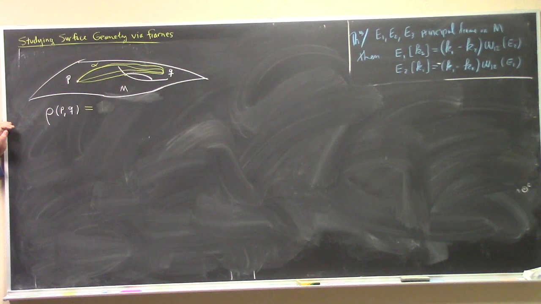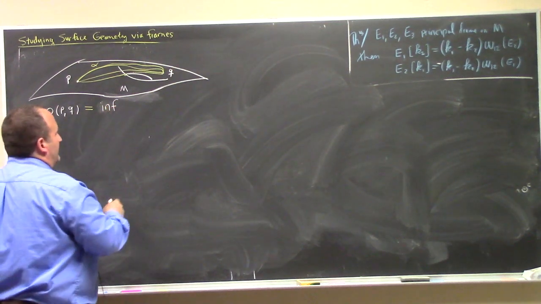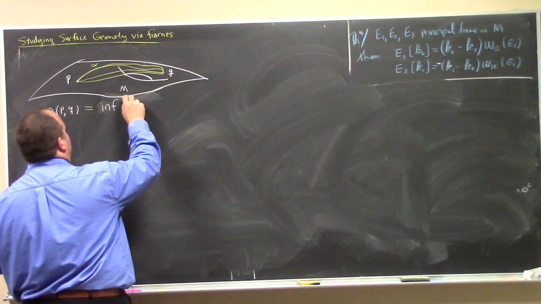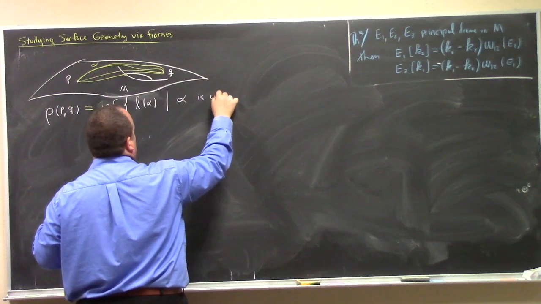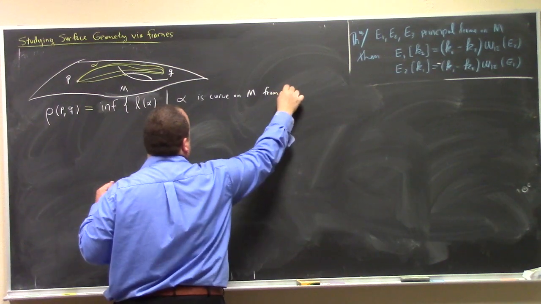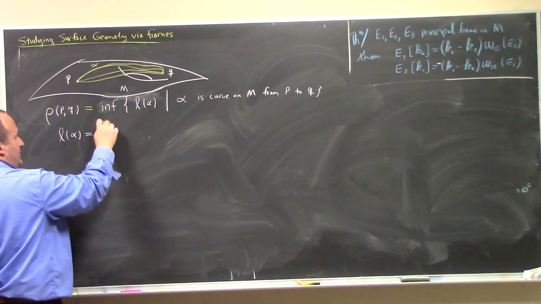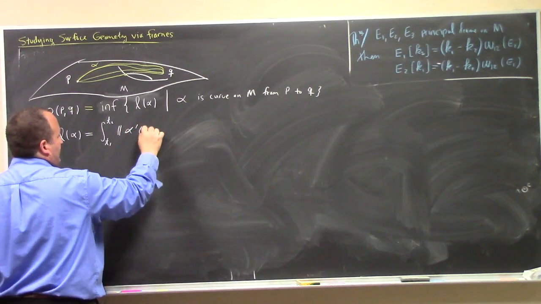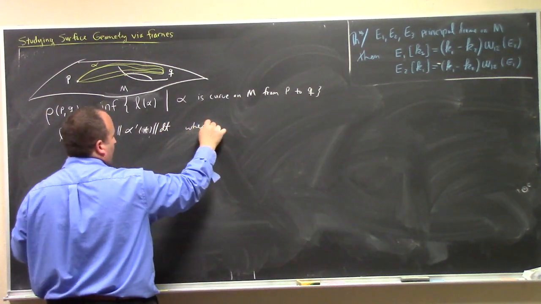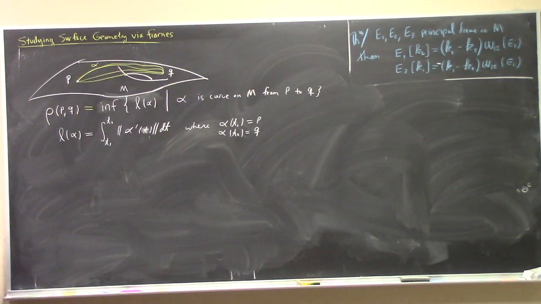In Euclidean geometry, we just calculate the length between the points, as the crow flies. But here, what we want to do is calculate the infimum, the greatest lower bound, of the length of alpha, such that alpha is a curve on M from P to Q. And the length of alpha we define like in calculus 3: it's the integral from t1 to t2 of the length of alpha prime of t dt, where alpha of t1 is P and alpha of t2 is Q. So the usual arc length calculation. So that's what's meant by distance between points on a surface.